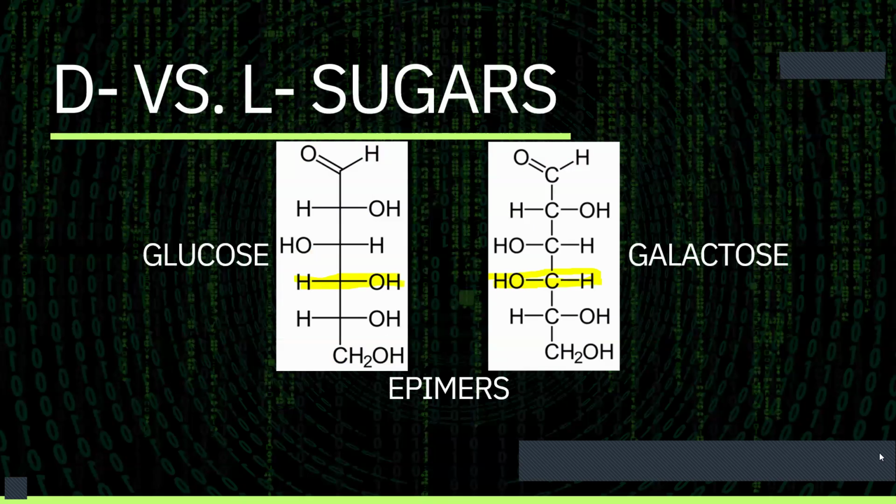Or you can use one another as context and say galactose is the C4 epimer of glucose, or the C4 epimer of galactose is glucose, or the C4 epimer of glucose is galactose. Make sure that you're comfortable with that terminology.